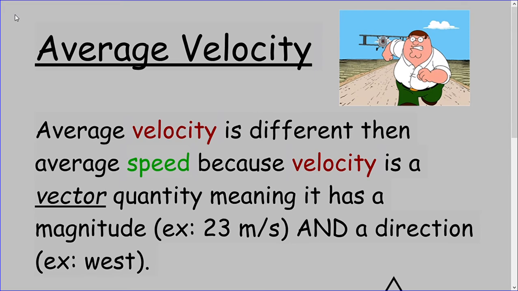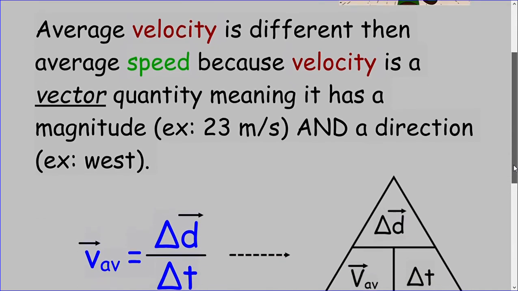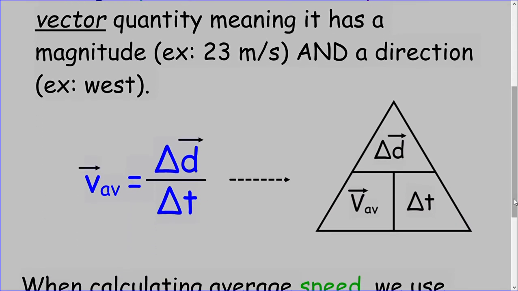So average velocity is different than average speed because velocity is a vector quantity, meaning it has a magnitude and a direction. So the same way we thought about displacement and distance, we need to think about velocity and speed also representing the same variable, but one is a vector, whereas one's just a scalar quantity. So our vector quantity has a line over the top of it. As you can see, it's still the same formula, still the same triangle, it's used all the same way. Just when you see the arrow over the top, that represents velocity. If you don't see the arrow over the top, that represents speed.